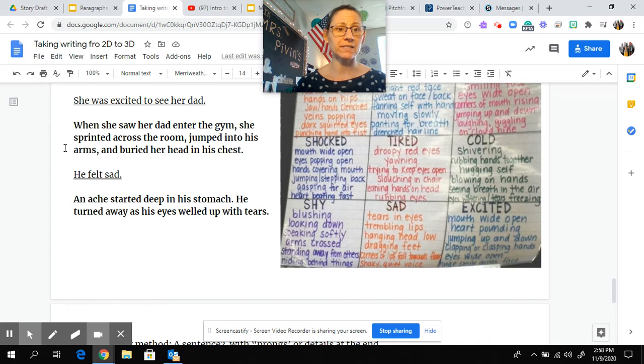She was excited to see her dad. When she saw her dad enter the gym, she sprinted across the room, jumped into his arms, and buried her face in his chest. That for sure is a description of excitement.